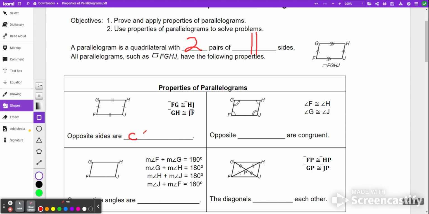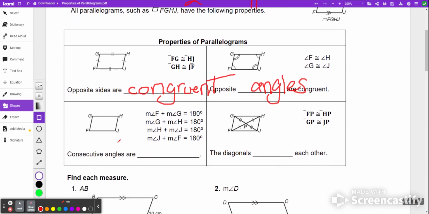congruent, congruae in the Latin. Opposite angles are congruent. Man, my handwriting is amazing when I'm writing with the mouse. I should get some sort of tablet.